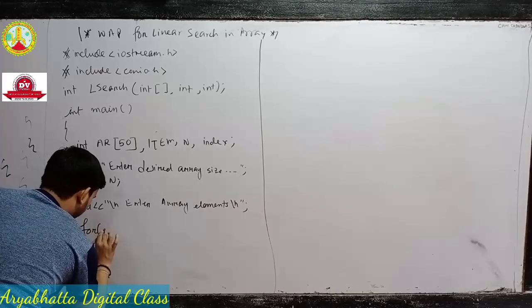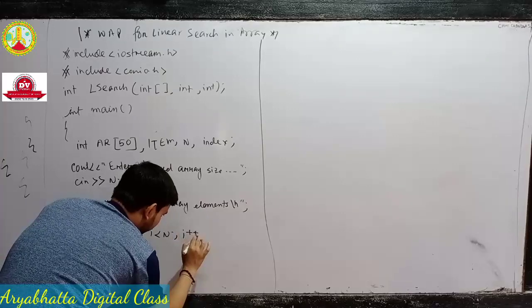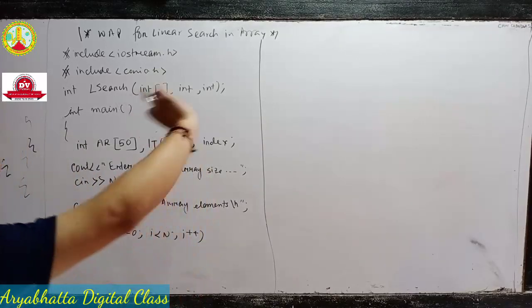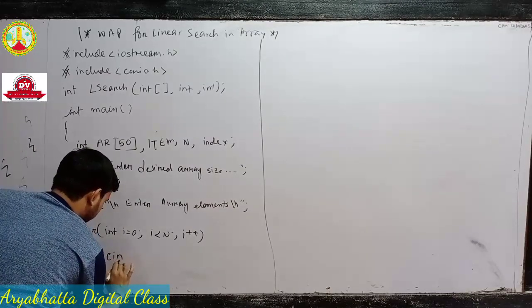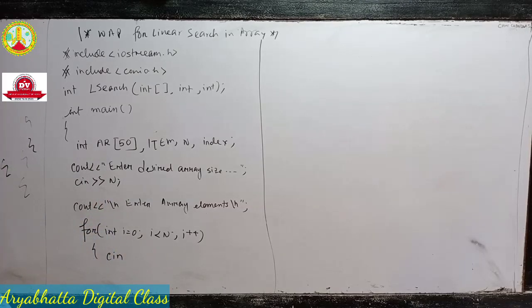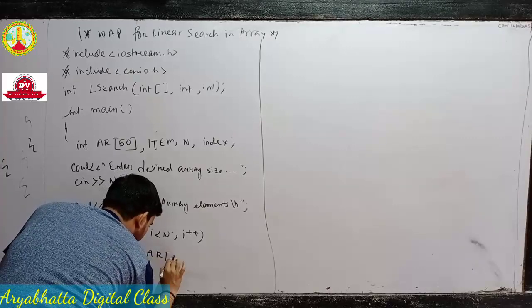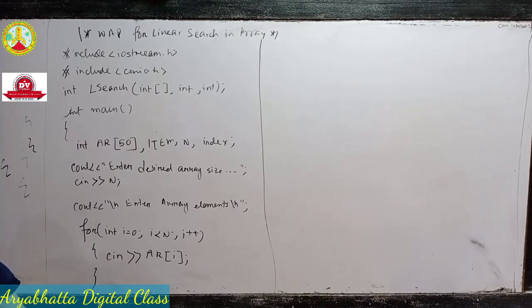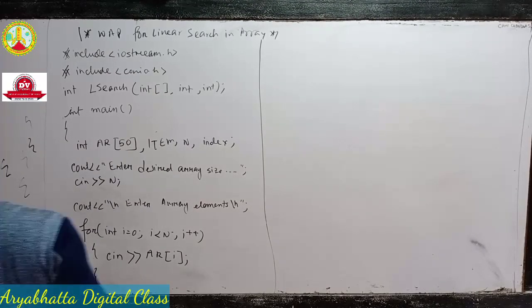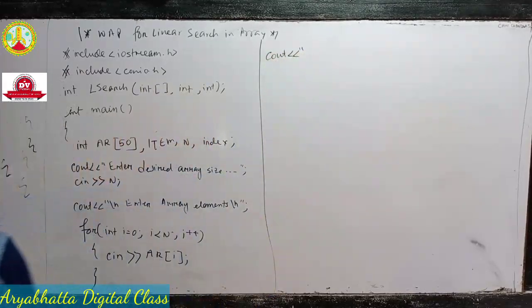For that we take the loop: int i equal to 0, i less than n, i plus plus. For that, the array index, and cin, we give the value of the element in that array. Now see, cout: enter element to be searched for.